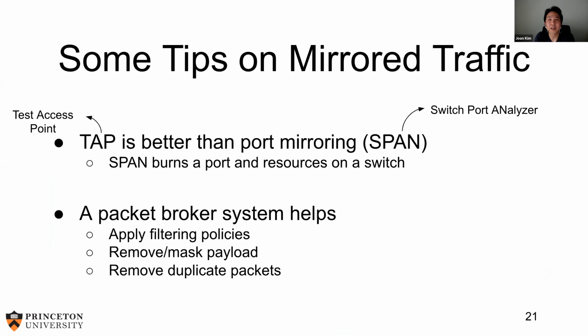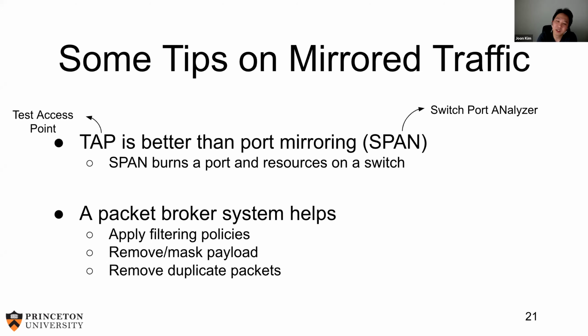So this kind of worked, and I just want to give some tips on mirrored traffic. A TAP is always better than port mirroring, which is also called SPAN. SPAN is something you configure on a switch, and it burns a port and resources on the switch. If the switch also gets busy, it may influence the SPAN mirrored traffic. So a TAP is much better when you try to do this.